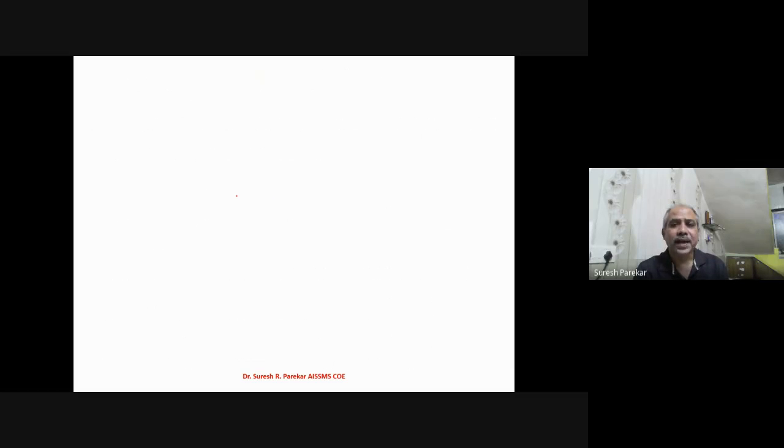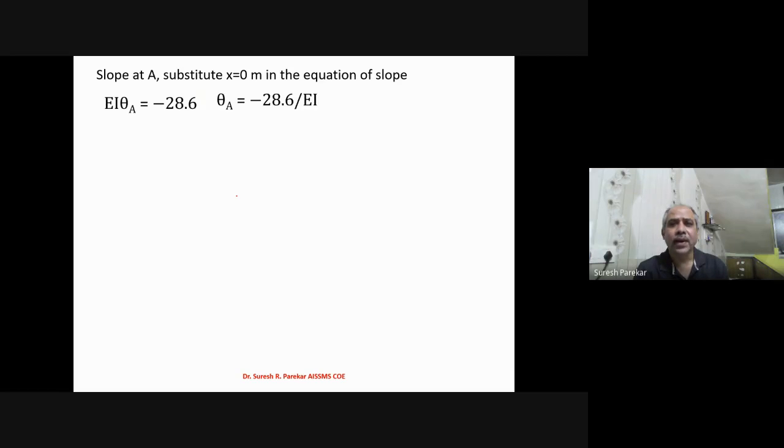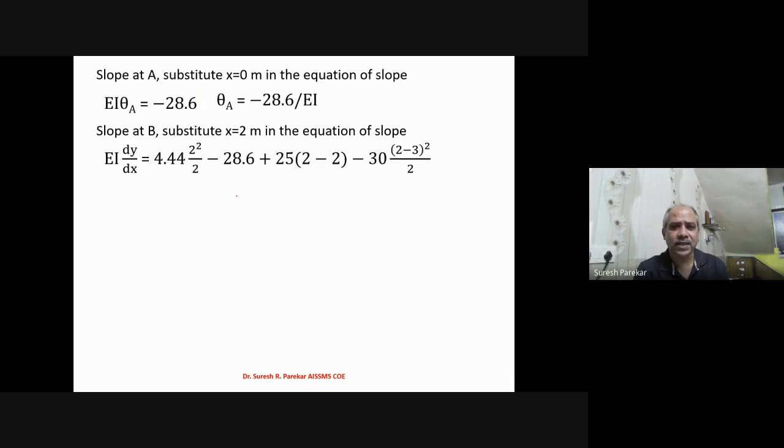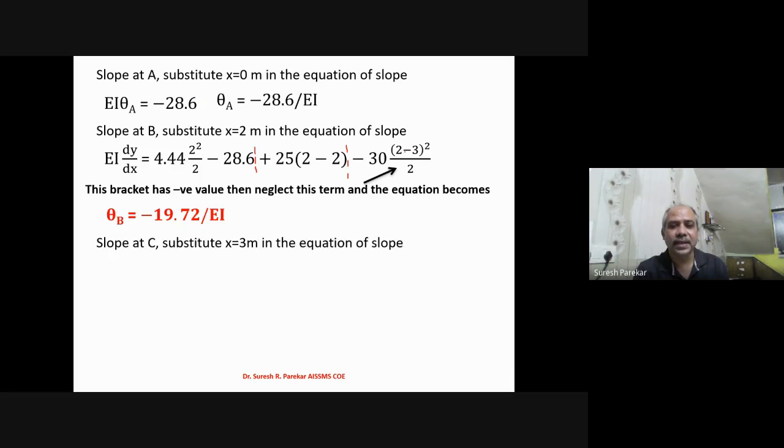Now we will go for the equation of deflection. We have it in this fashion, and then you have to find the values. You can find theta A, we have minus 28.6 upon EI, clockwise. If the bracket has a negative value, then neglect this term, and the equation becomes this. Now we have to find the slope at B. Slope at B means the second compartment. So if I put x equal to 2, 2 minus 3 becomes minus 1, so we have to neglect this bracket, and then we have theta B as minus 19.72 upon EI.